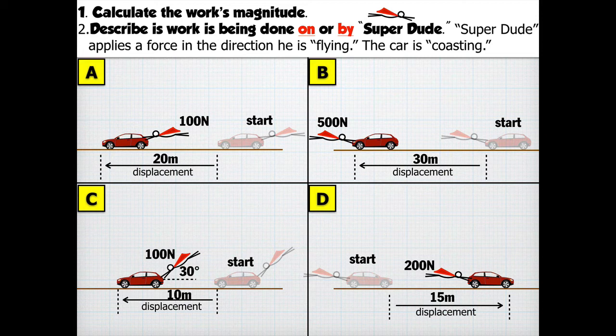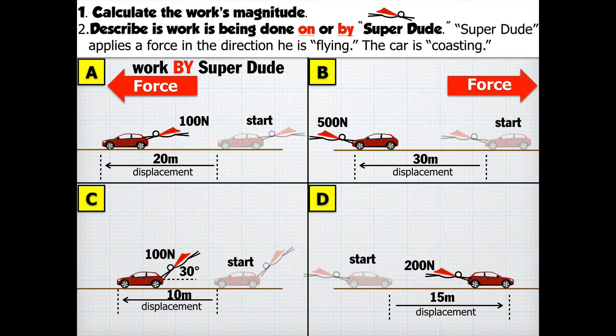Okay, hopefully you gave that a little shot. Now let's see what we have. First off, Super Dude in part A is going to the left. The displacement is also going to the left. So that means the work is done by Super Dude. I'm just talking about the force of Super Dude because Super Dude is the source of the force pushing the car. And on B, Super Dude looks like he's trying to push in the opposite direction of the car. But the car's moving left, he's moving to the right. So that's work done on Super Dude. So I'm removing energy from Super Dude.